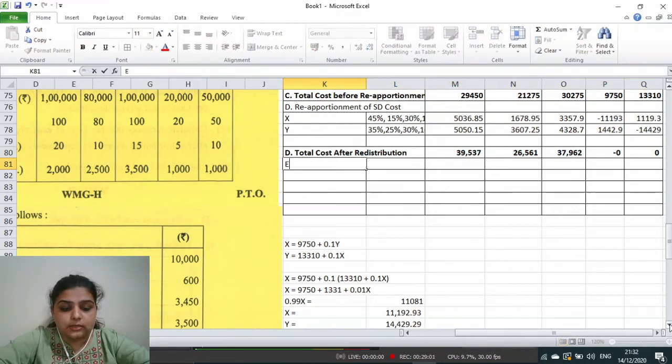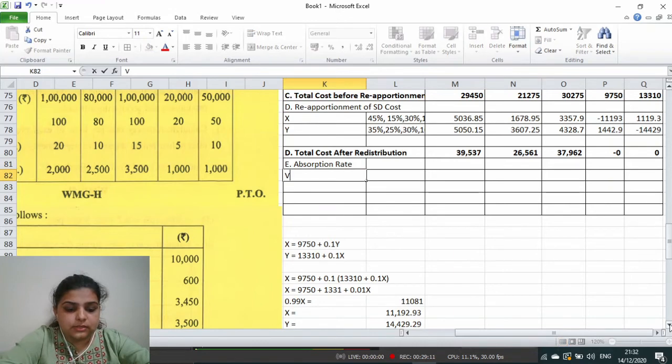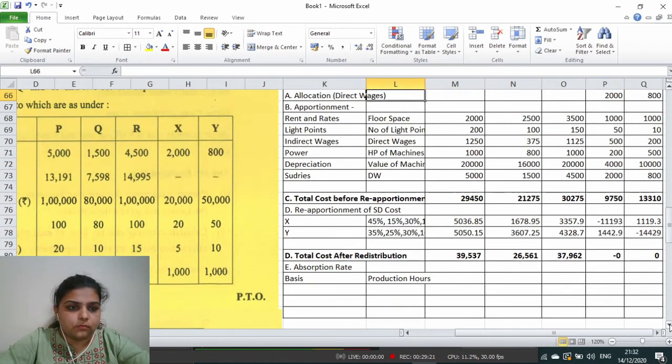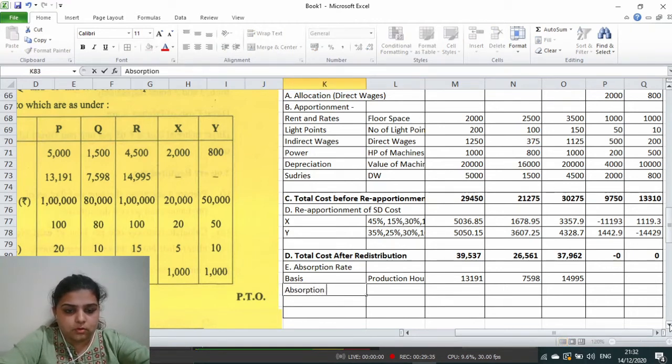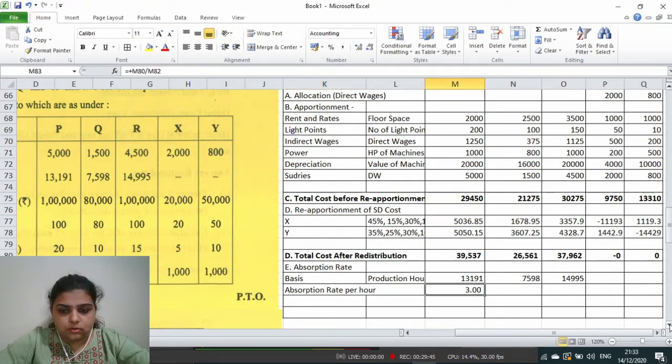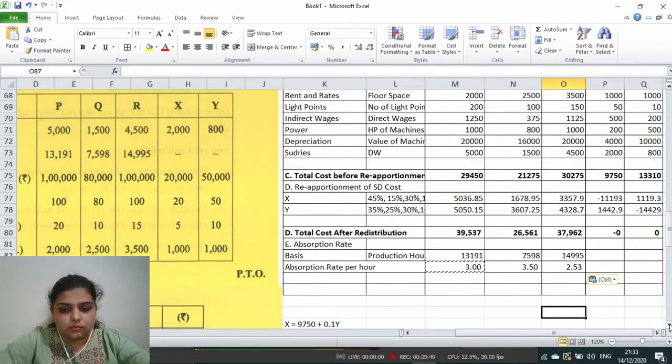Now we also have to calculate the absorption rate. So next would be absorption. The basis is production hours. It is given to us as 13,191, 7,598, and 14,995. So what would be the absorption rate per hour? That would be total cost divided by the hours. This is the absorption rate.